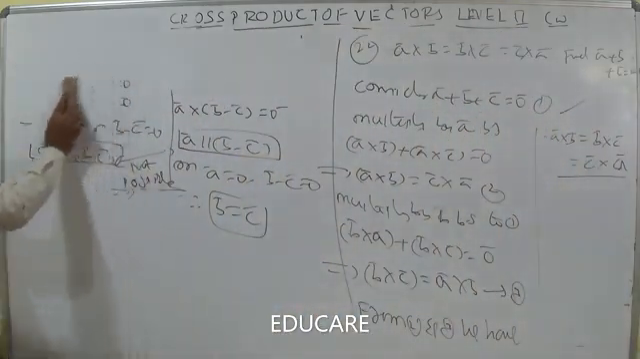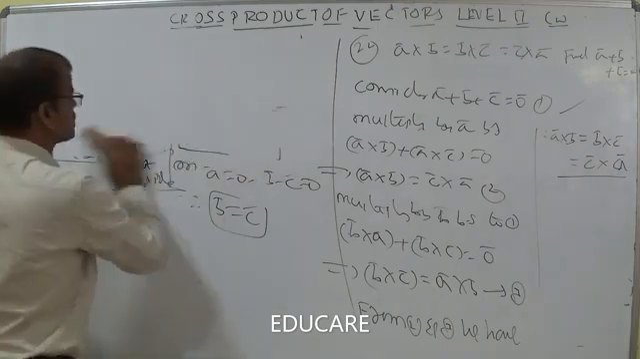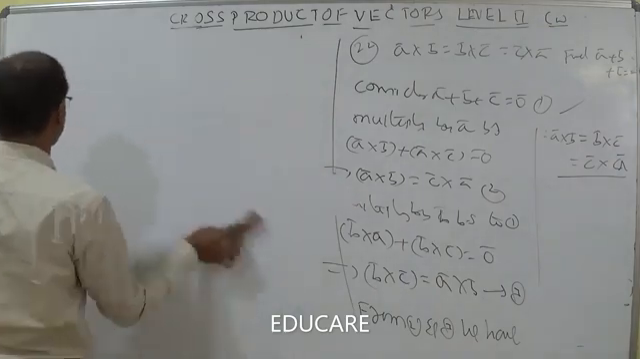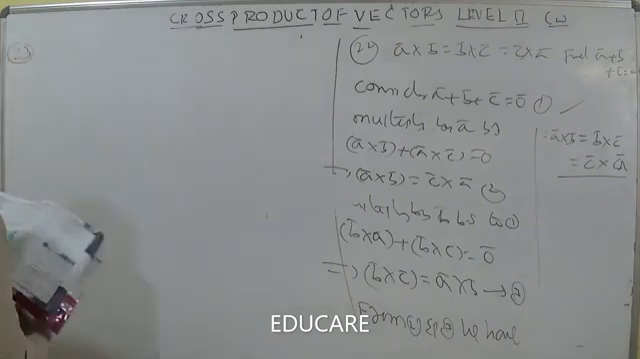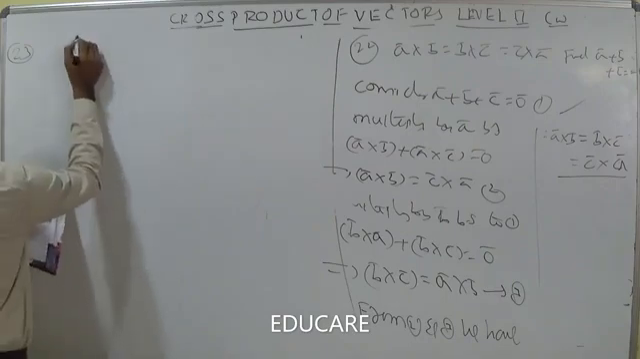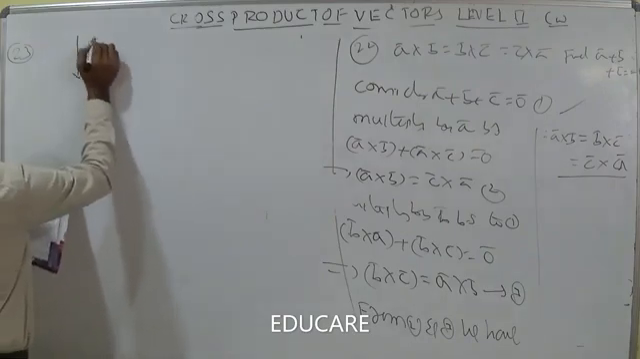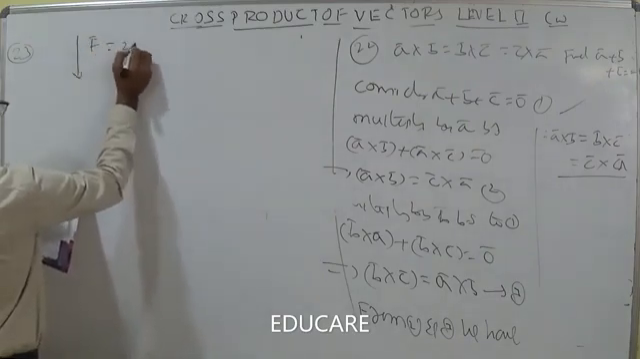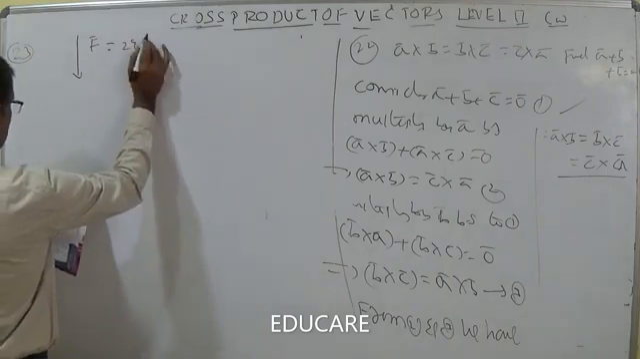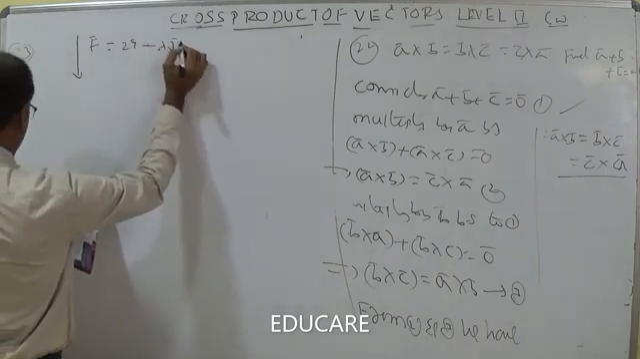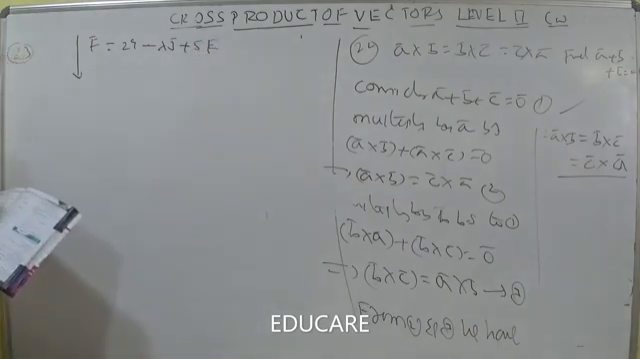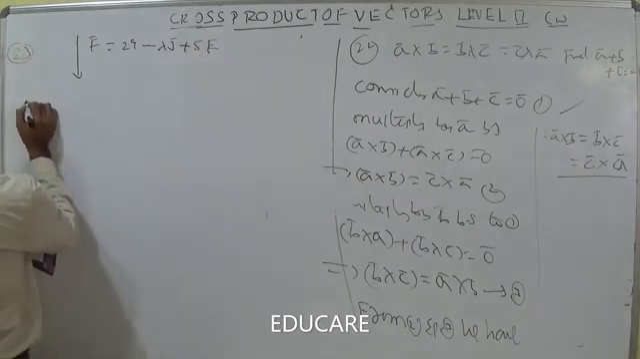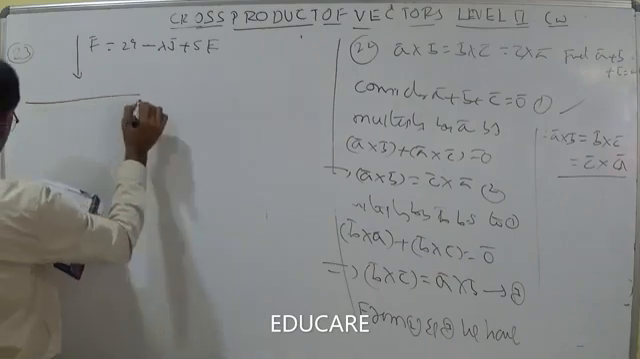22nd completed. In this level 2 class work, this is the last sum that you are going to discuss, the 23rd sum. 23rd question. Let the force be represented with F bar. F bar is equal to 2i minus lambda j plus 5k, applied at the point A (1, 2, 5).